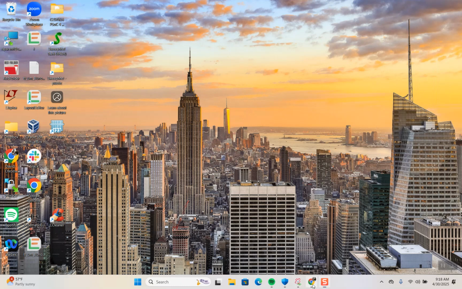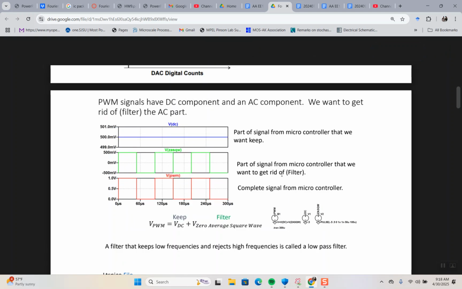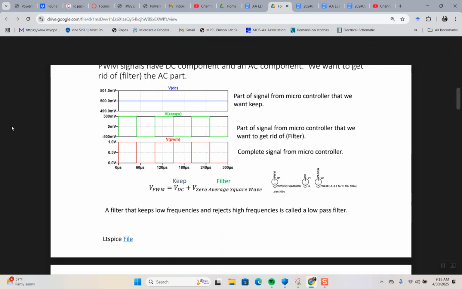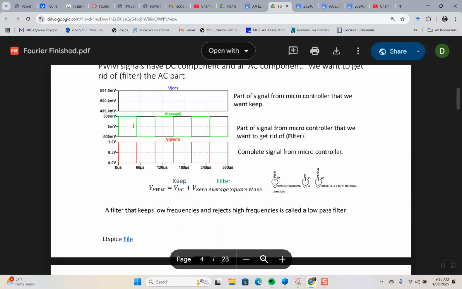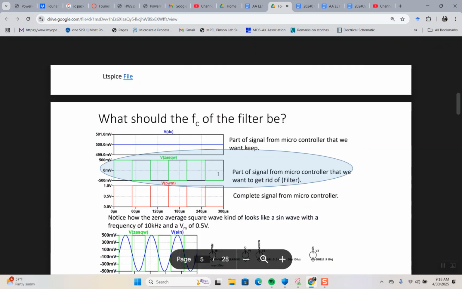Okay, all right. So again, if I have a DC and a square wave with no offset and add them together, you can see that there's a DC part.